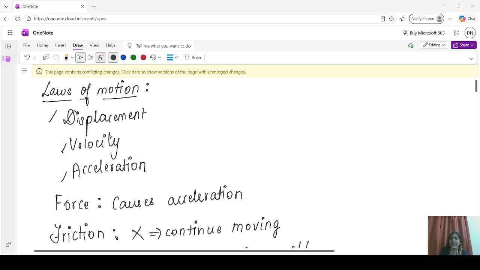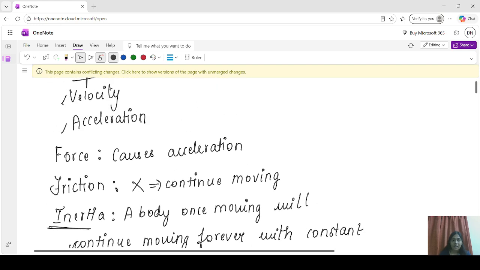Okay. Now, what is displacement? Displacement is a change in position of an object. So, what is the formula of displacement? Displacement is equal to final position minus initial position. What is the unit of displacement? Meter. And now, displacement is a vector quantity. It has both magnitude and direction.